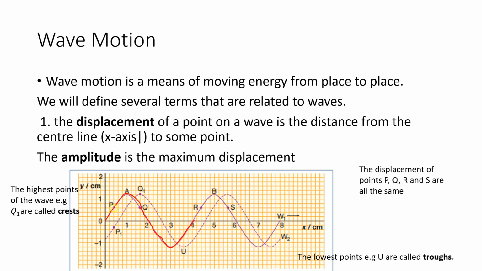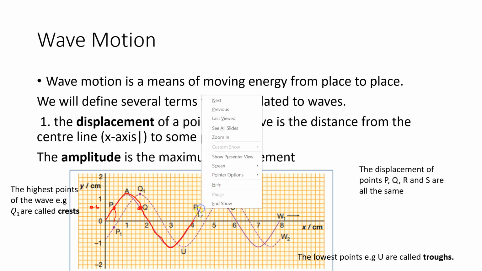And we have two locations here, P and Q. Because P and Q are on the same y-axis line, we say that they have the same displacement, and you could even measure it. So if you're measuring all the way up, this is probably going to be 0.6. And at Q, it will still be 0.6. So we say that they have the same displacement.